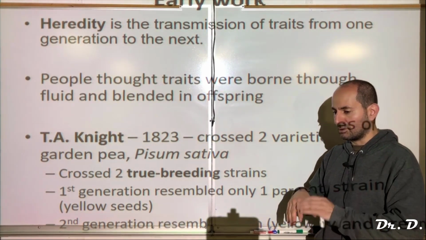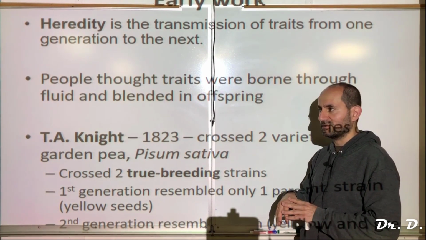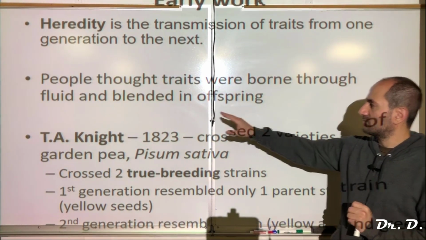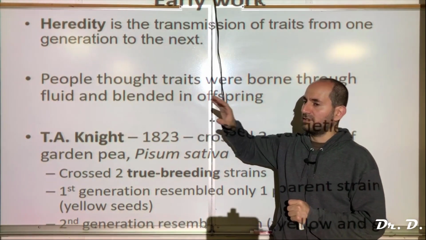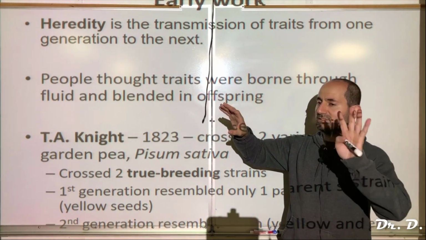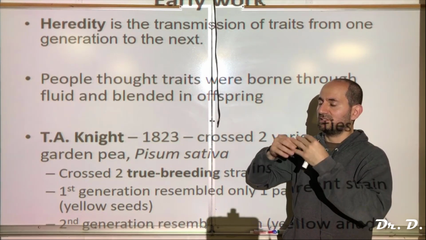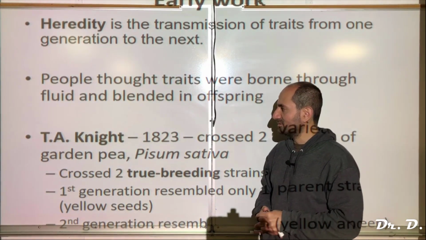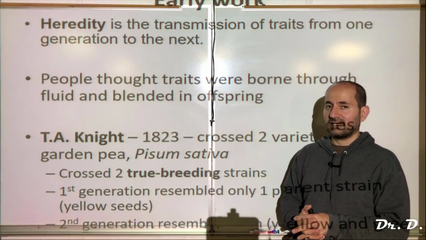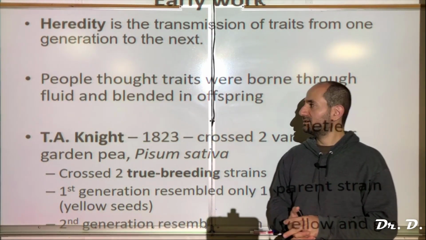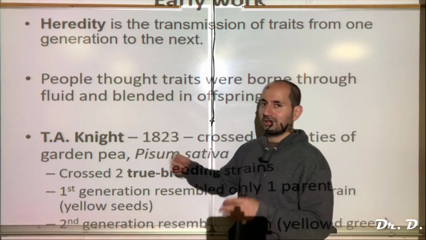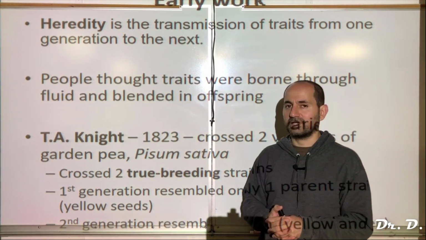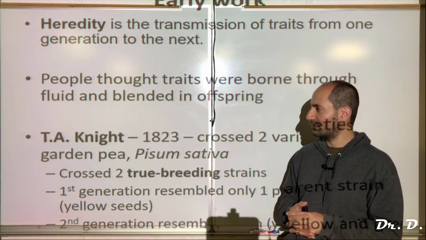People thought that the blood had something to do with it, hence the term bloodline. People thought that there was this blending that happened where if you have this feature, it blended with your mate's features and then you had some kind of blend in your offspring. And now we know that none of those things are true. You don't pass on your traits through the blood. Traits do not blend.